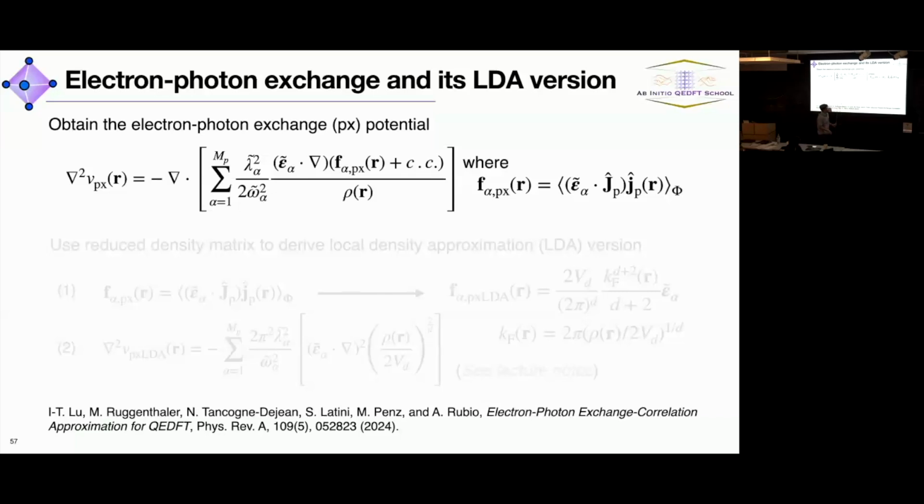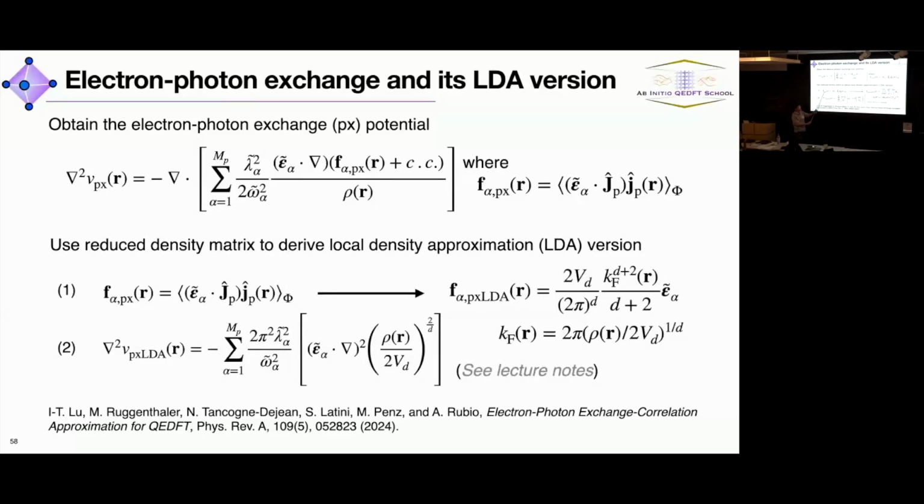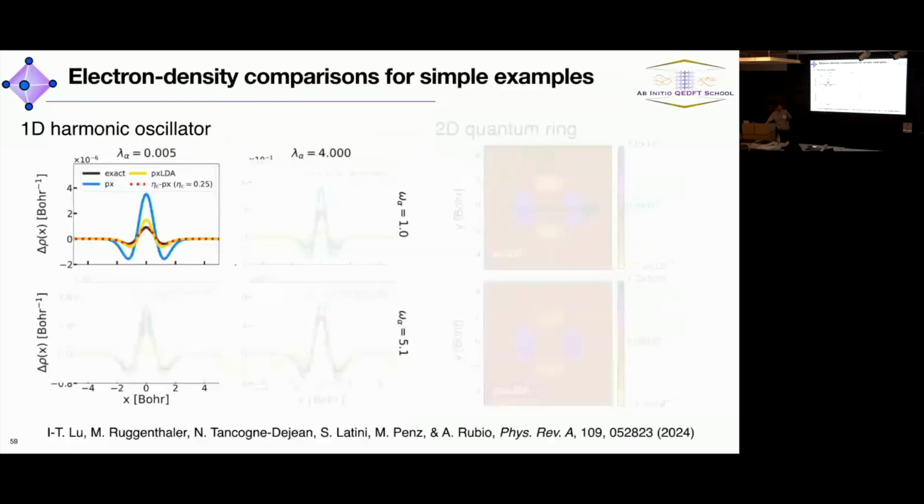But here we can also do a so-called local density approximation. So basically everything just depends on the electron density. And then you plug in, and you are going to get the so-called electron-photon exchange LDA functional. I leave the derivation in the lecture notes, you can look into it. Okay, so now I just go through the example.